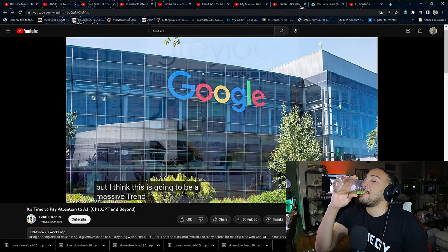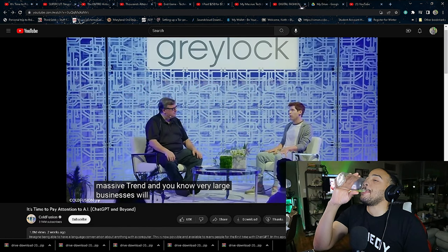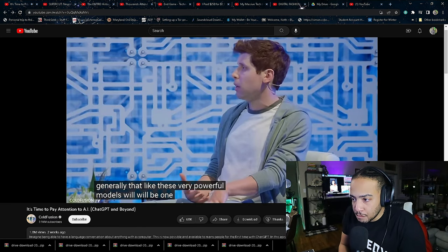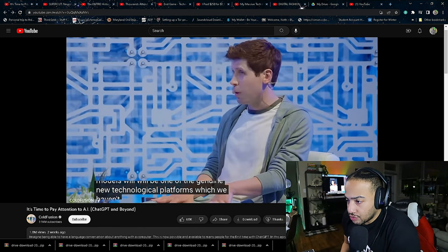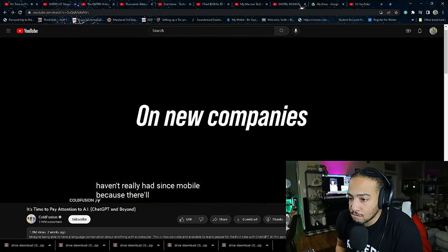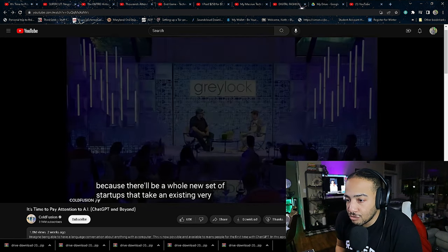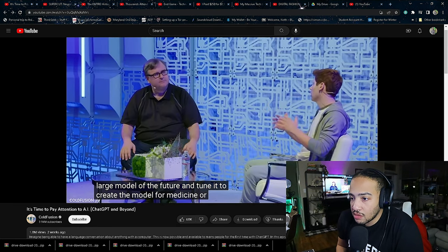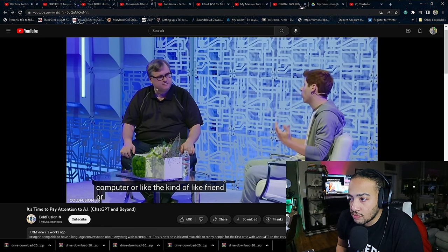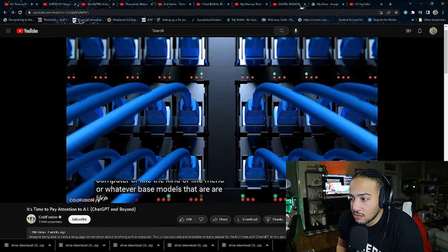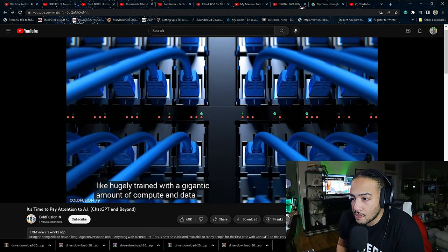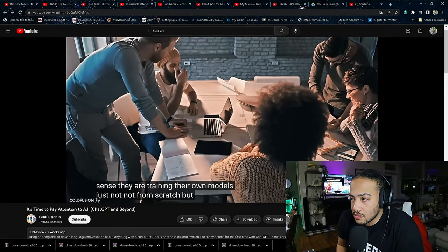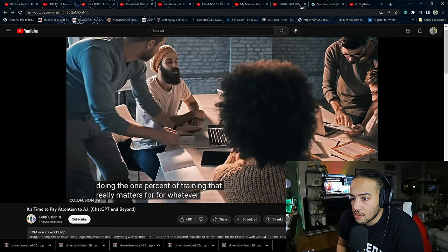But I think this is going to be a massive trend, and very large businesses will get built with this as the interface, and more generally, these very powerful models will be one of the genuine new technological platforms which we haven't really had since mobile. Because there'll be a whole new set of startups that take an existing very large model of the future and tune it to create the model for medicine or using a computer or the kind of friend or whatever. Base models that are hugely trained with a gigantic amount of compute and data. And then they will train on top of those. So in some sense, they are training their own models, just not from scratch, but they're doing the 1% of training that really matters for whatever this use case is going to be.